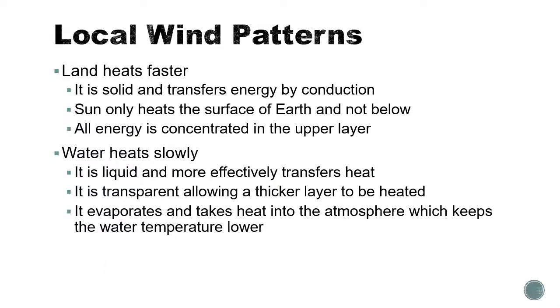So our local wind patterns. In general, the land heats faster. It's a solid and transfers energy by conduction. The sun is only going to heat the surface of the earth and not below. That's because the sun can only touch the surface and it can't see through the surface to get to the bottom. All energy is concentrated in the upper layer. Water heats very slowly. It's a liquid and more effectively transfers heat. It's transparent, allowing a thicker layer to be heated, and evaporates and takes heat into the atmosphere, which keeps the water temperature lower.